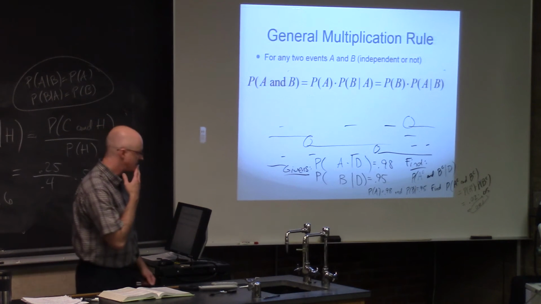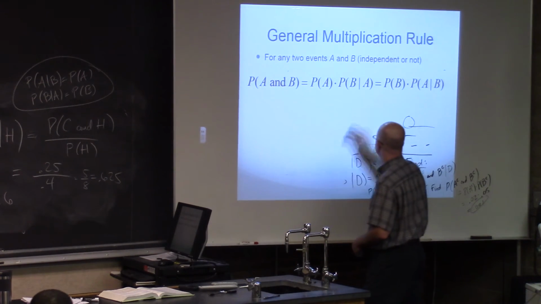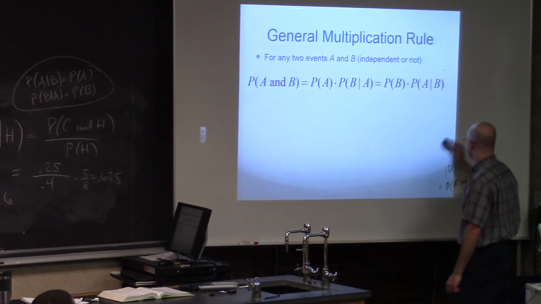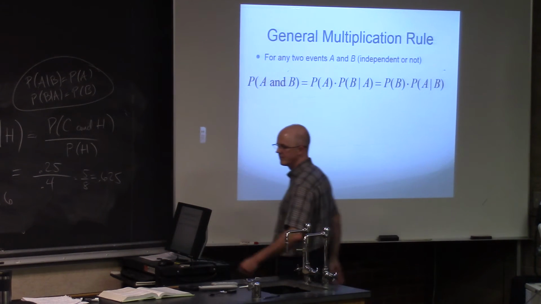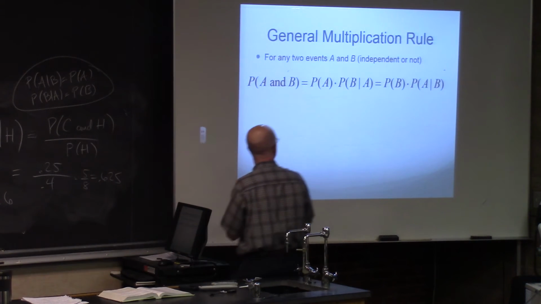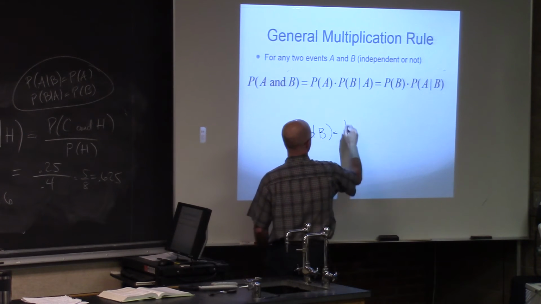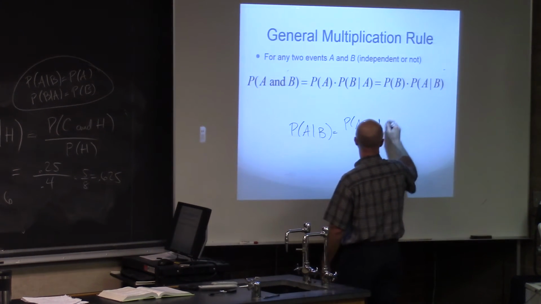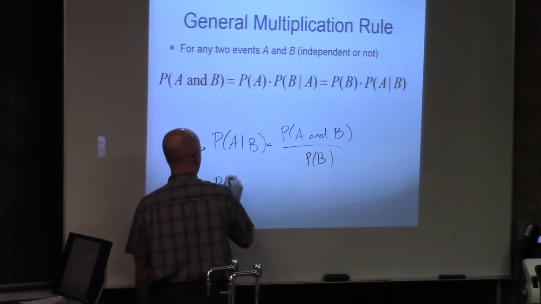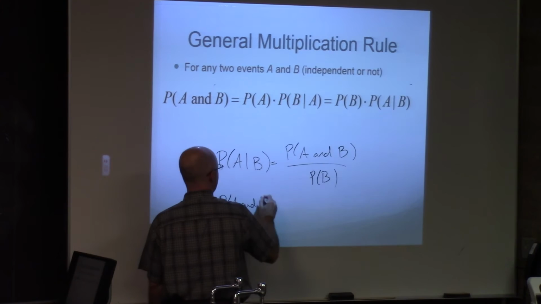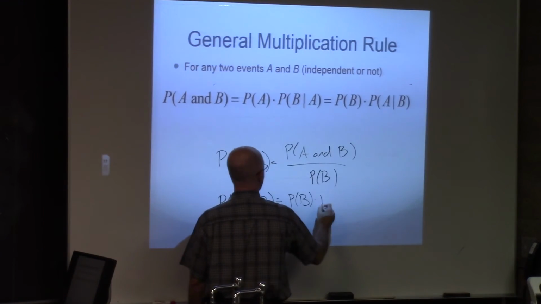There's a general multiplication rule that works whether A and B are independent or not. And it really is just taking the formula for conditional probability and solving for the probability of A and B. One form of the formula for conditional probability is this. If you solve this equation for the probability of A and B by multiplying both sides by the probability of B, you can write the answer this way.